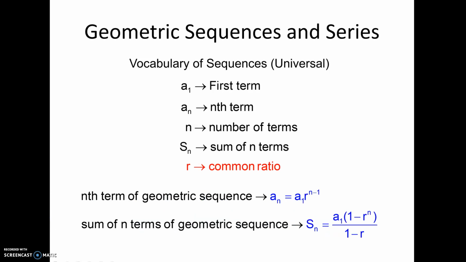All right, but our formulas, and this one right here is our explicit formula, where the nth term, a sub n, is equal to your first term, a sub 1, times R, your common ratio, raised to the n minus 1 power. And then our partial sum is different from the arithmetic, where it's your first term times the quantity 1 minus your common ratio R raised to the nth power all over 1 minus R.